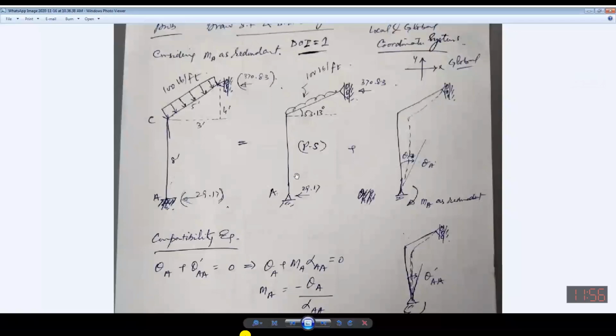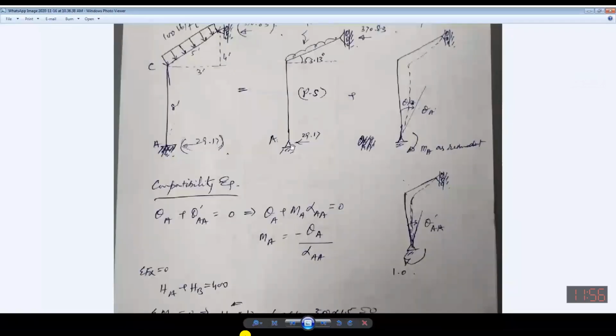Okay? Is it clear now? Yes, sir. Similarly, if I have considered this moment as redundant, then rotation will also be there. So corresponding to this, theta A plus the rotation due to this redundant, the summation of the two, its effect will be 0. If I simplify this, then MA will be equal to minus theta A over alpha AA. Is it okay? Yes, sir. Thank you.